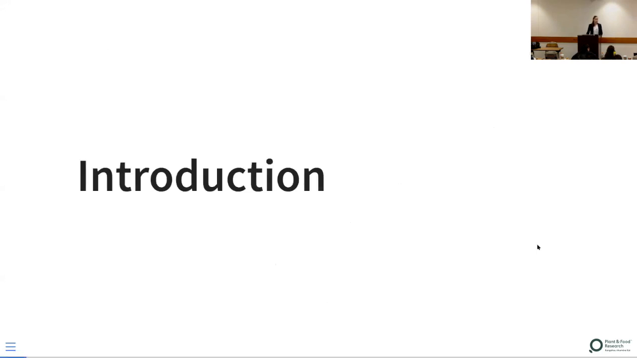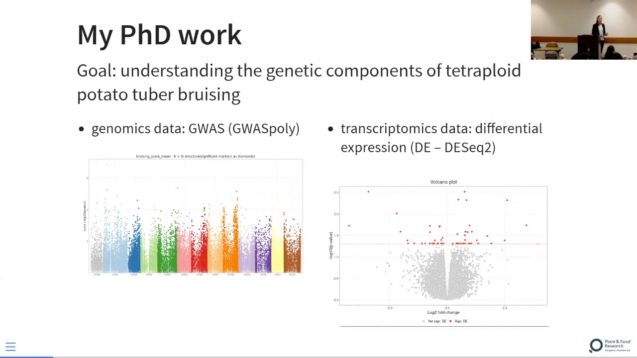Just as a bit of context, during my PhD, I worked on autotetraploid potato, and specifically I was looking at the genetic components that are involved in tuber bruising. For this work, I got some nice genomic data and phenotypic data. So naturally, I went for GWAS analysis that I did using the GWASpoly package. But I also was lucky and got some transcriptomic data, some gene expression. So I did a differential expression analysis to find out which genes were differentially expressed between low bruising tubers and high bruising tubers.